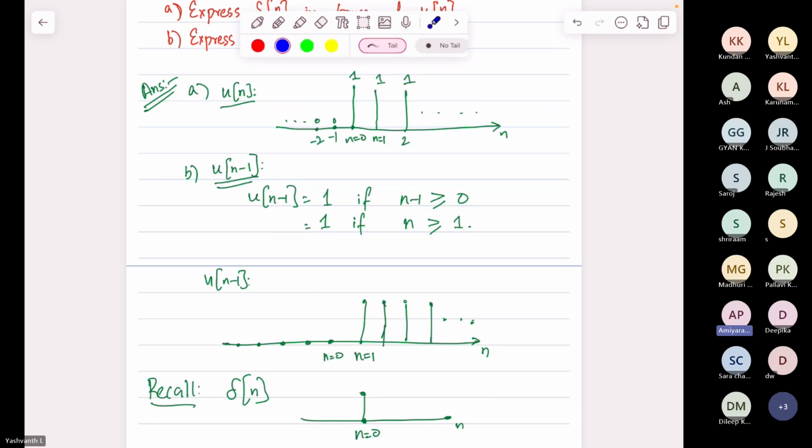U of n minus m is greater than or equal to 0 if m is greater than or equal to 1. That's correct. But my question is, can I do some operations on these two signals so that I will get delta of n? That's my question. U of n minus u of n minus 1.